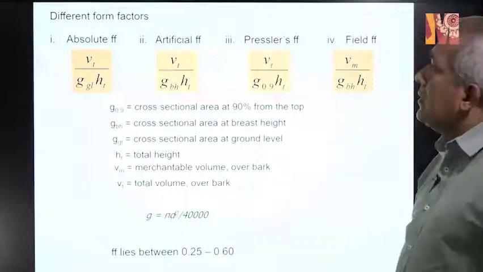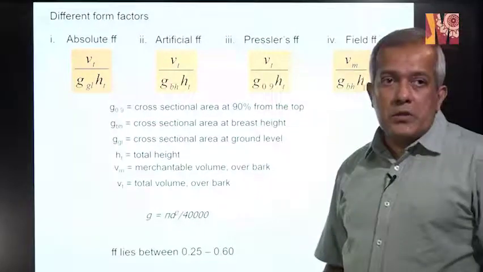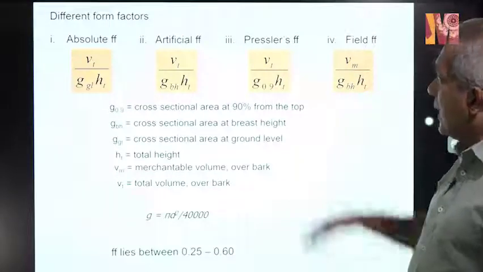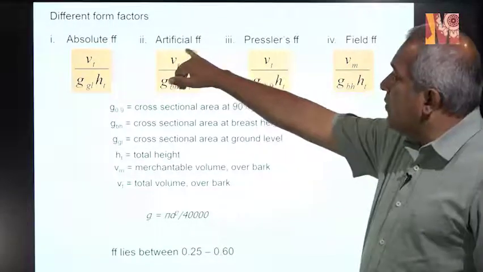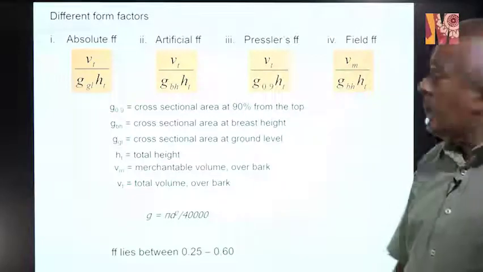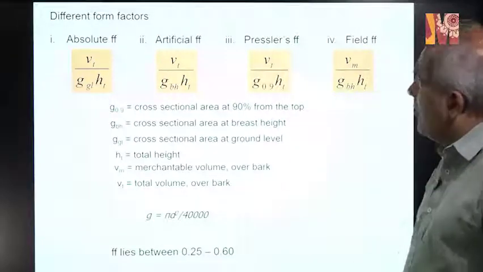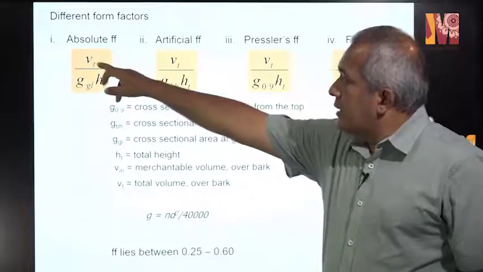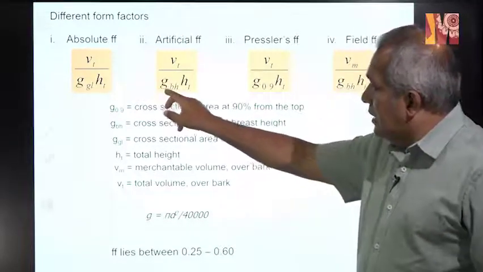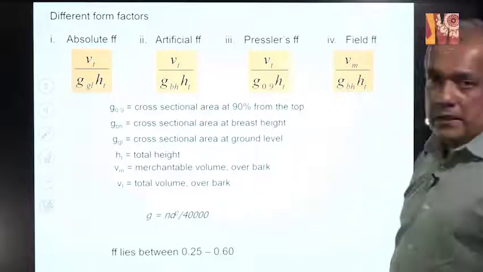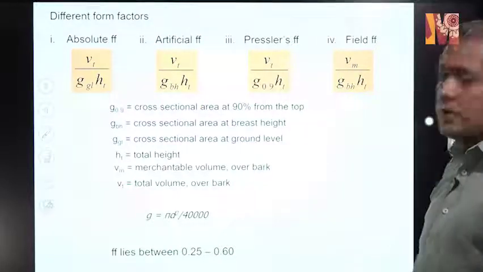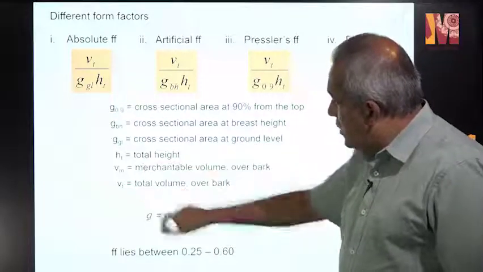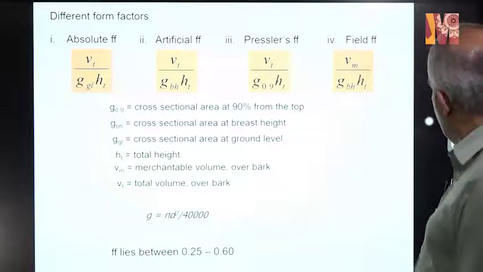Now, these are the 4 common equations we use in forestry to estimate the form factor. There are 4 types: absolute form factor, artificial form factor, Pressler's form factor, and the field form factor. When you look at all the equations, all the measurements are similar: volume, cross-sectional area, and height, but they have their own slight differences. Vt is the total volume of the tree with the bar.